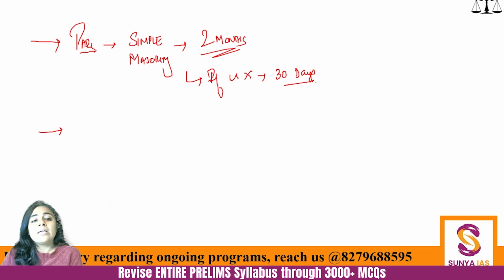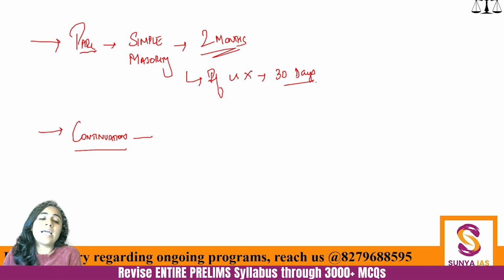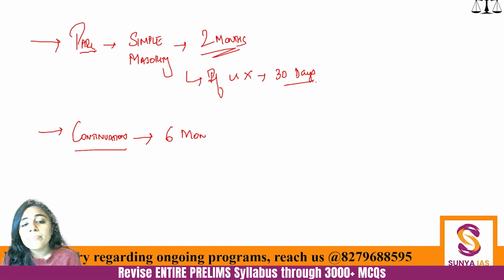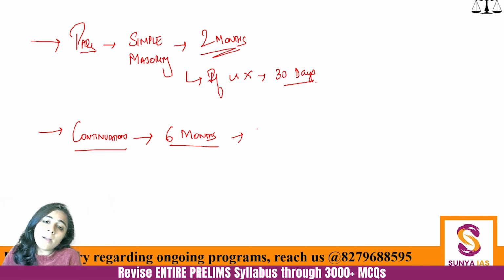Another thing, the continuation. Like we know that for the national emergency, we can continue it for every 6 months. Even here, we can continue it for every 6 months by a simple majority. We mean parliament can continue it. But the maximum amount of time is 3 years.